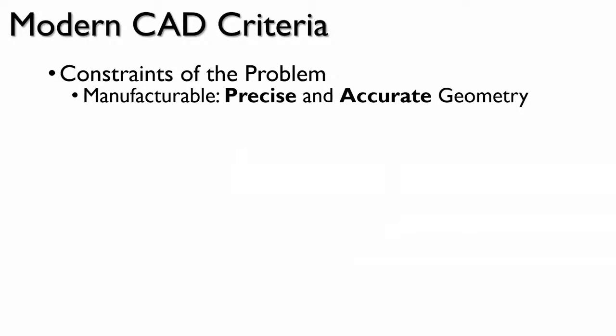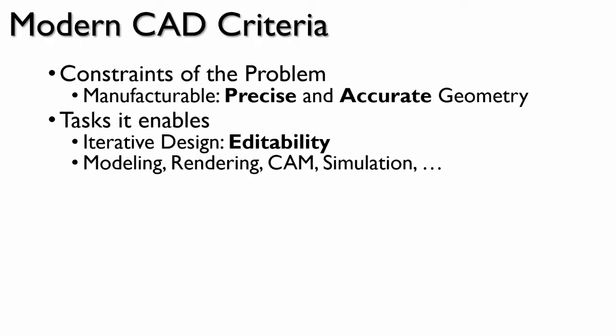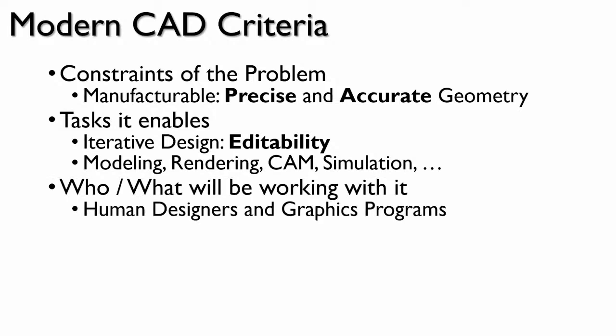So let's look back at our criteria for design and see how this fits into CAD. What are the constraints for the problem? It has to be manufacturable, which means it needs to be precise and accurate geometry, because you don't want your gears to be grinding. It's going to work. The task enables: you want to, first of all, enable iterative design. You want to be able to not restart from scratch every time we go through the design loop. We also want to support things like modeling, rendering, CAM, and simulation. And who or what can work in this? Most of the tools built so far have been built for human designers working in graphical programs.